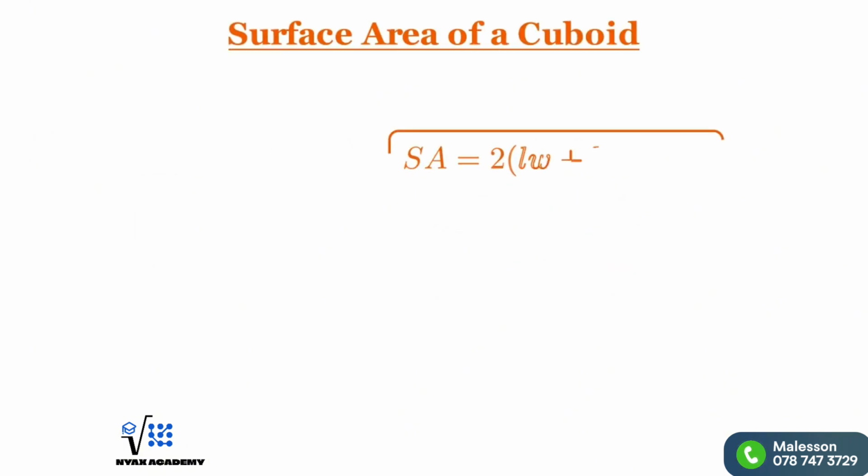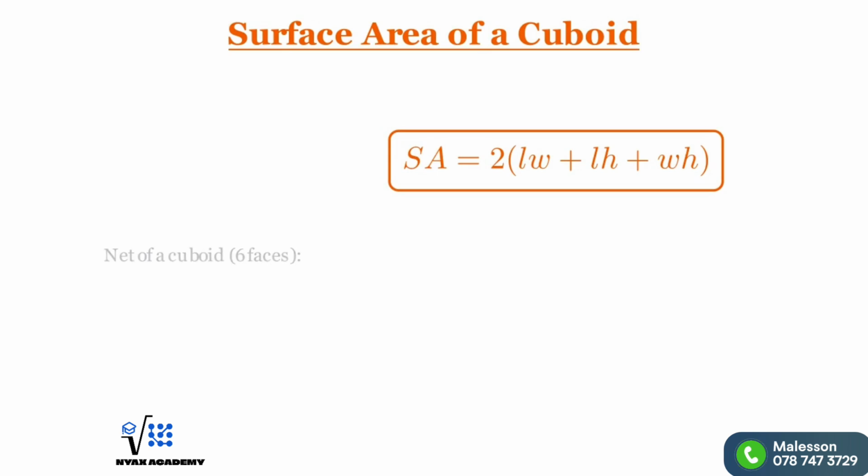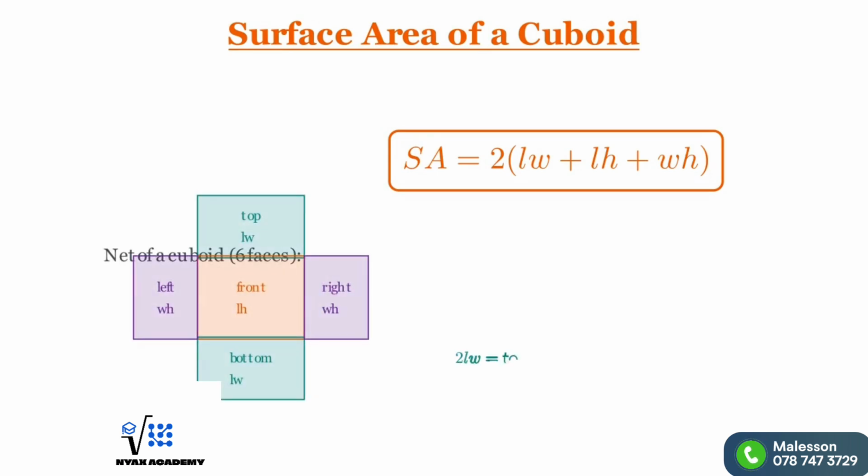Let's take a look at finding the surface area of a cuboid. We use the formula 2 by length times width plus length by height plus width by height. This is because a cuboid has two faces, the bottom and the top, and also it has front and back faces and left and right faces.